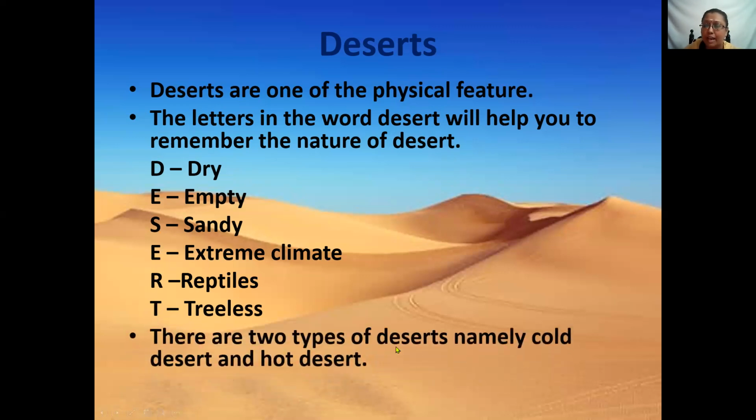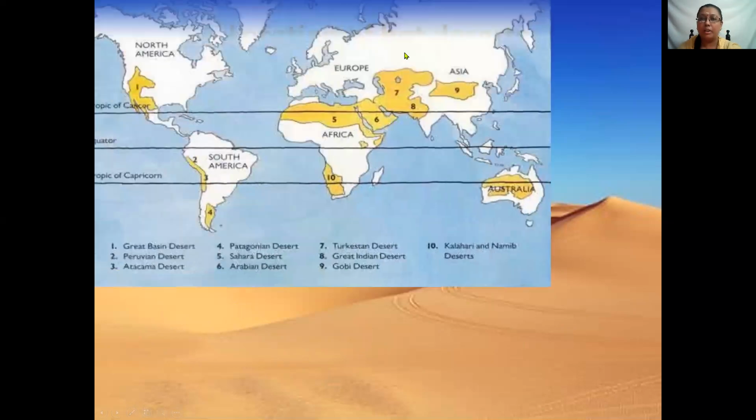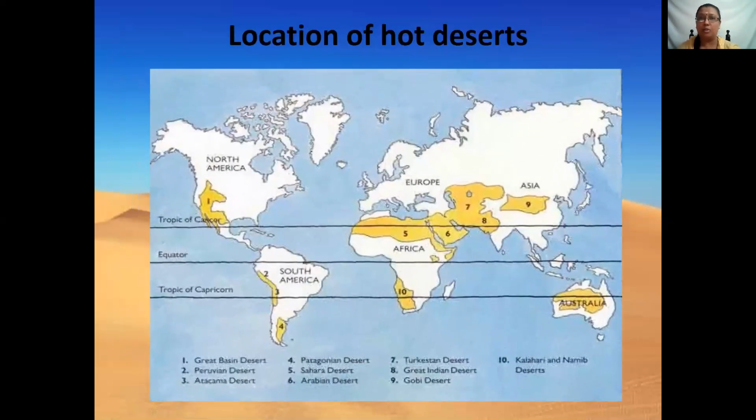Actually, there are 2 types of deserts, namely cold desert and hot desert. So we have 2 types of desert. One is cold desert, another one is hot desert. In this chapter, we are going to see about hot desert, okay? Now let us see the location of hot desert. So our earth has many hot deserts, not just 1 or 2. We are going to see where they are located, okay?